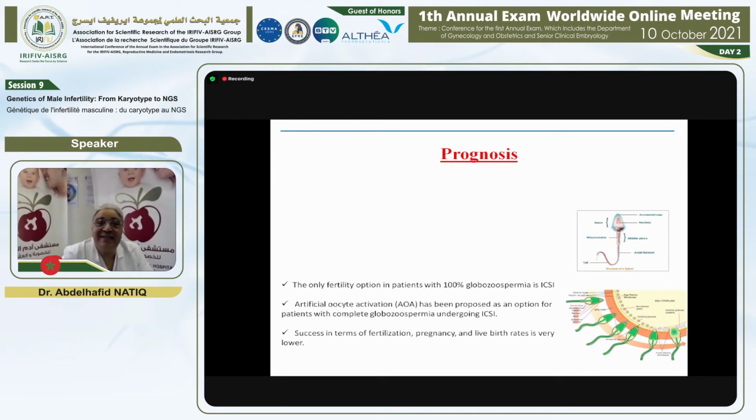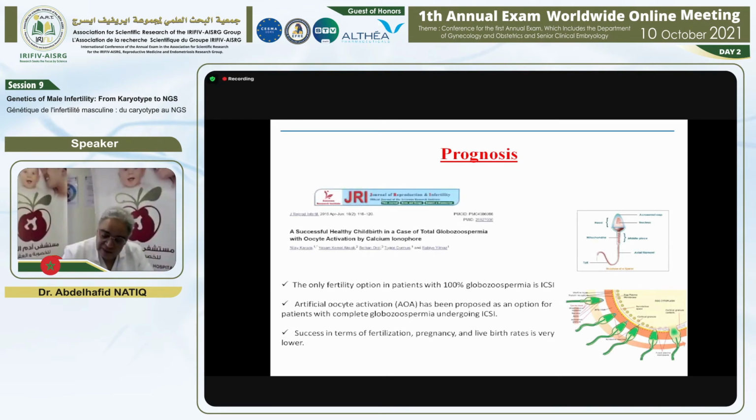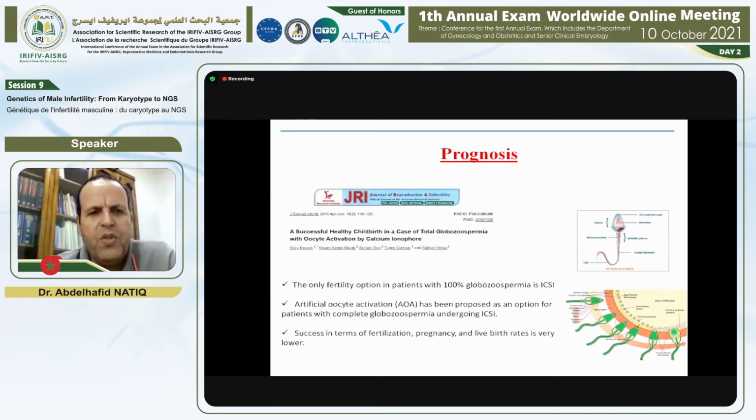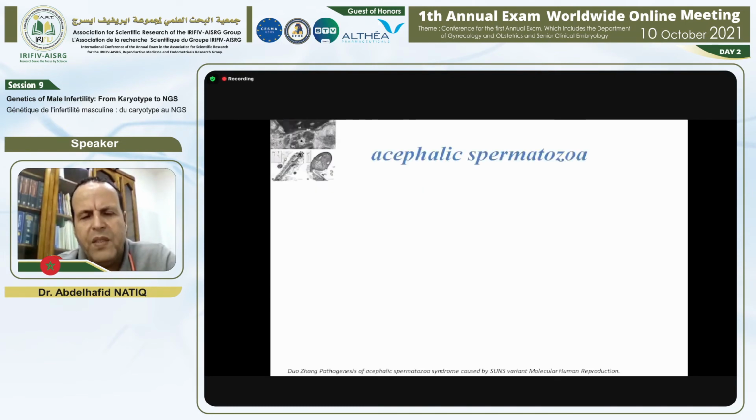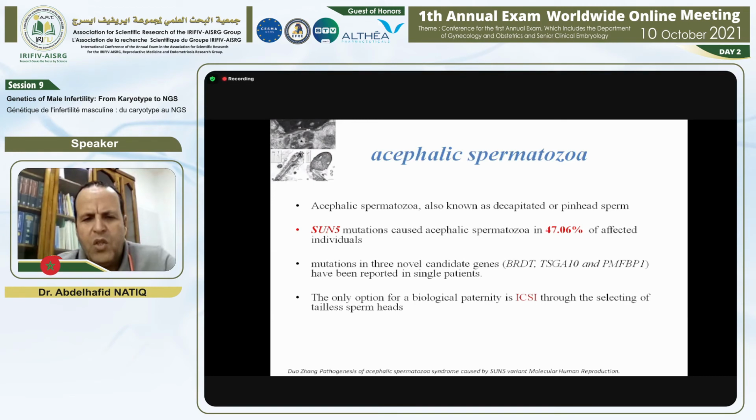for the prognosis, the only fertility option in this patient is ICSI, and they report successful healthy children in case of total globozoospermia. Also in acephalic spermatozoa, the SUN5 mutation caused this disease in 47%. There are also novel candidate genes, and the only option also is ICSI.